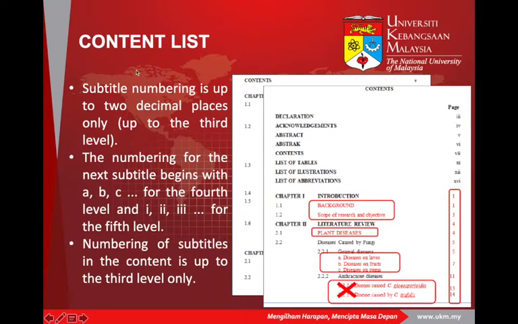However, this is a content list, so the numbering of subtitles in the content is up to 3rd level only. So you shouldn't have these subheadings of A, B, C as well. Okay, so it's until the 3rd level only, 2.2.1.